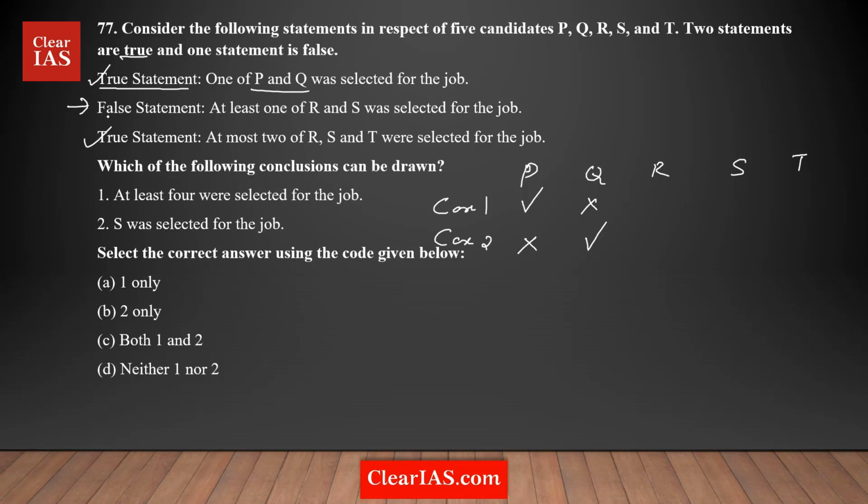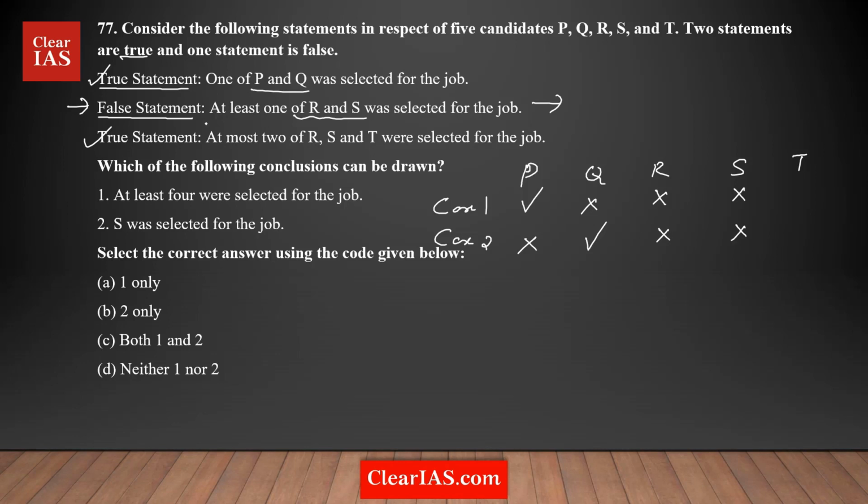Now let's take the second one, which is a false statement. Keep that in mind. Okay, this statement is false. It's given that at least one of R and S was selected. That means this is a false statement. That means what? None of them are selected. That's the only way we can say that this is false. That is R and S, none of them are selected for the job. So R is not selected and S is also not selected in both possible cases.